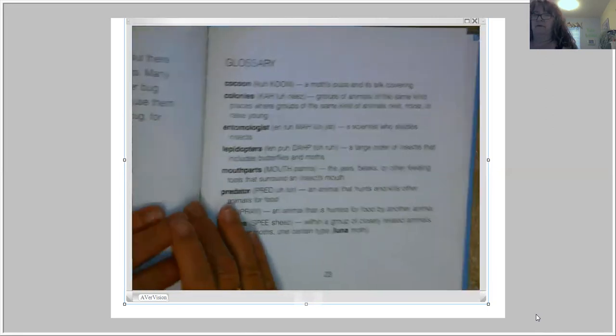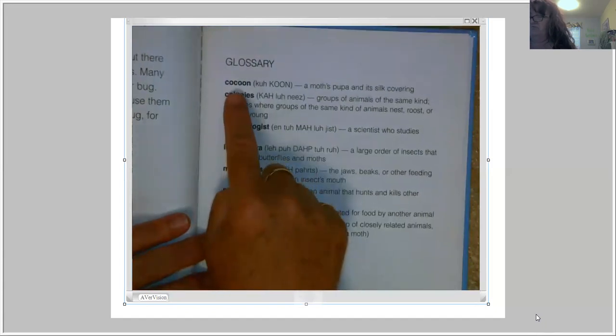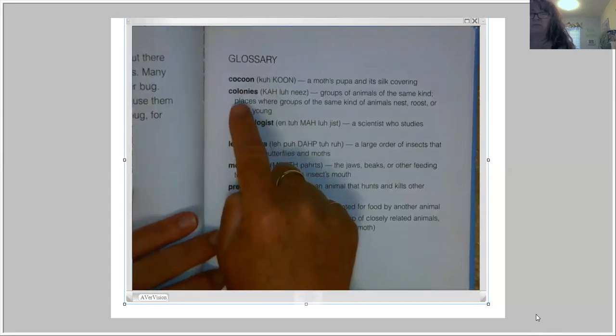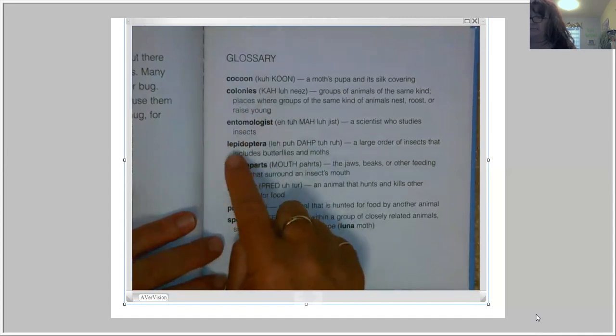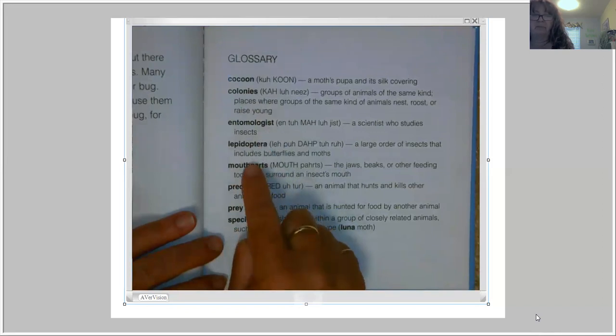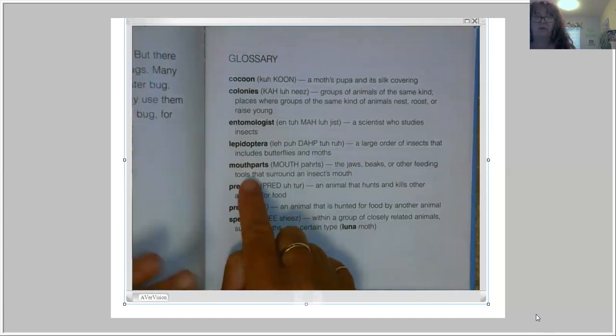Okay, here's our glossary for today. It talked about a cocoon, and I said we're going to learn more about that one next week. Colonies, we talked about ants and bees and wasps all live in the same kind of place or grouping. Entomologist is a scientist who studies insects. Lepidoptera, that's the large order of insects that includes butterflies and moths. Mouthparts, the jaws, beaks, or other feeding tools that surround an insect's mouth, found on its head.